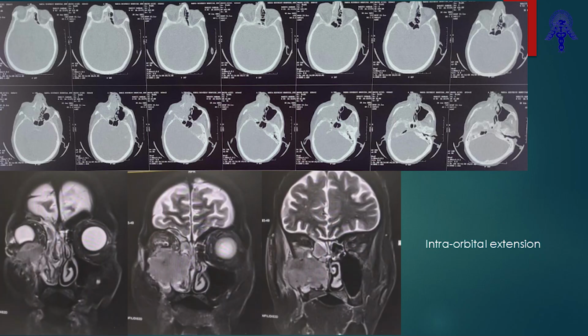What is the size of the mass and how is the orbit involved? In the corresponding MRI you can clearly delineate between the mass lesion here and the orbit here. How much the orbit is involved, you can clearly see from the corresponding MRI. So intraorbital extension is very important.